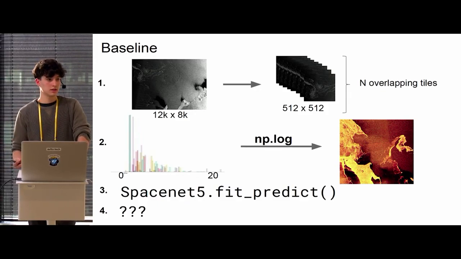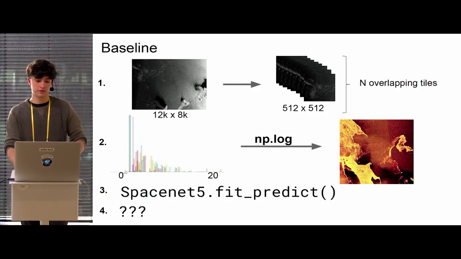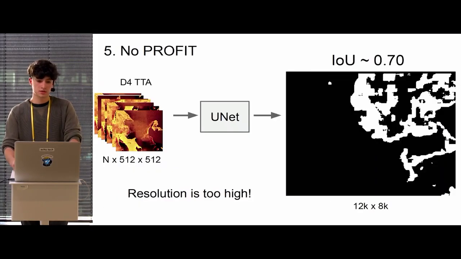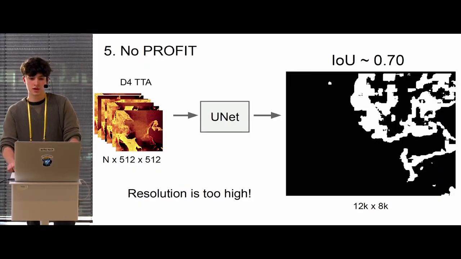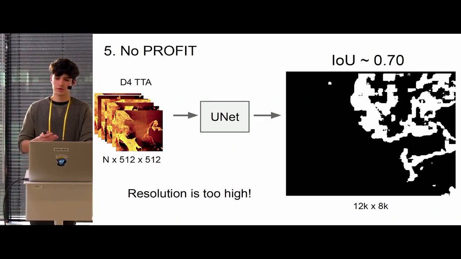After slicing the dataset and using such preprocessing, I just ran the training pipeline from SpaceNet 5 I've talked about earlier. And that doesn't work well at all. So the intersection over union score is 0.70. This is far from top, because top solutions at this point had 0.85 score, something like that.